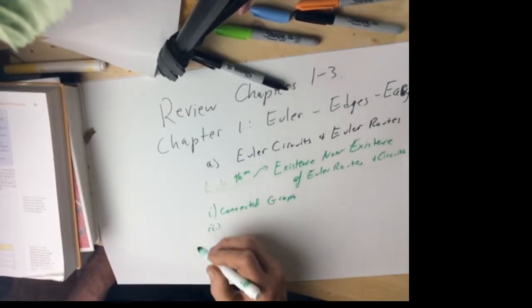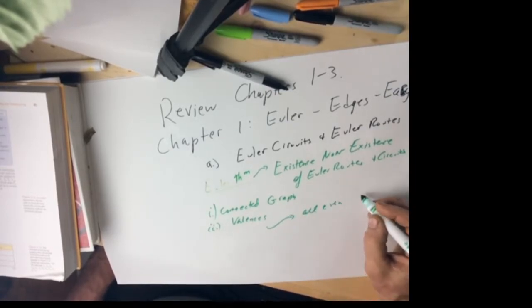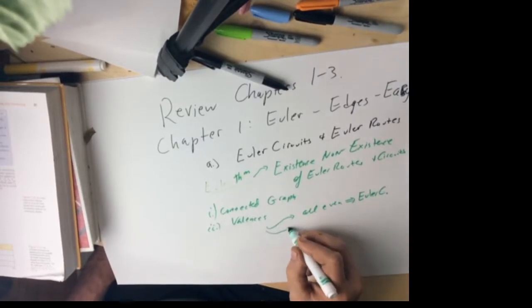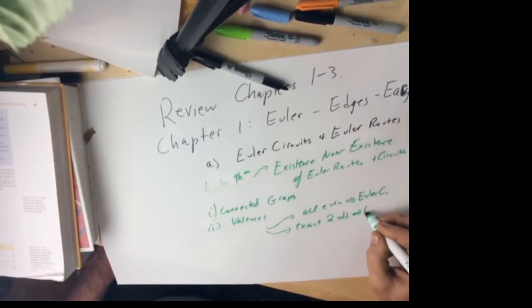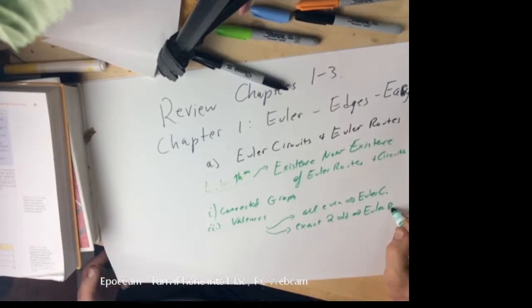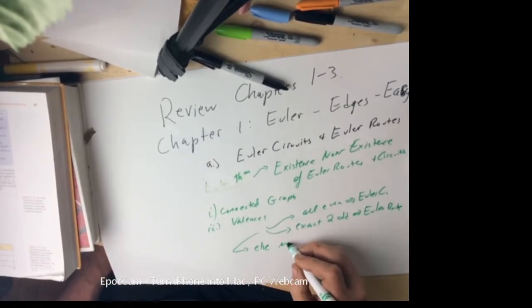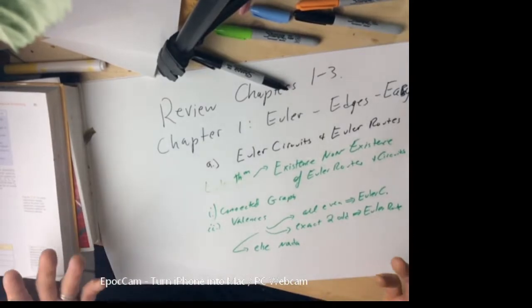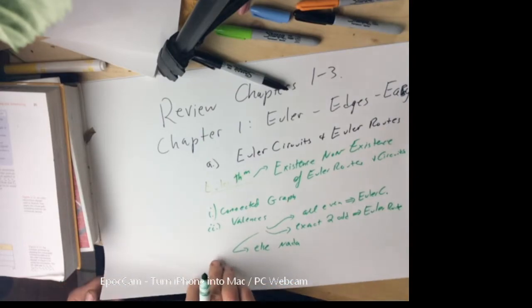And then all you do is you look at the valences. All even, then you have the Euler circuit. Exactly two odd, then you have the Euler route. And else, nada. You don't have an Euler circuit, you don't have an Euler route. But notice, this being what we call an existence theorem, it doesn't tell you how to find them or where they are. You just have to guess and check.